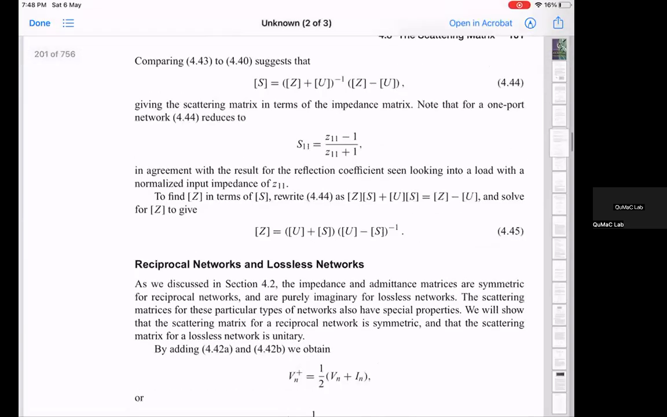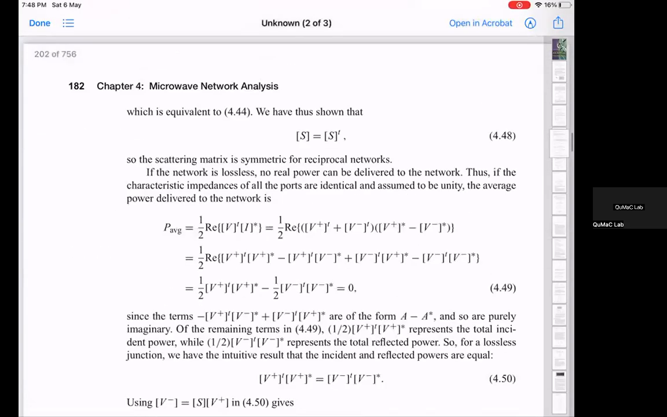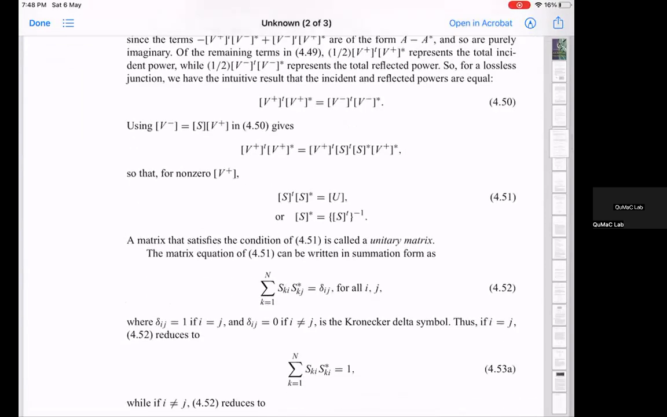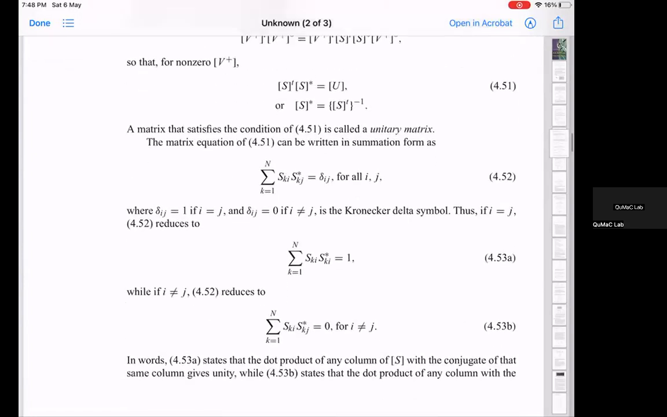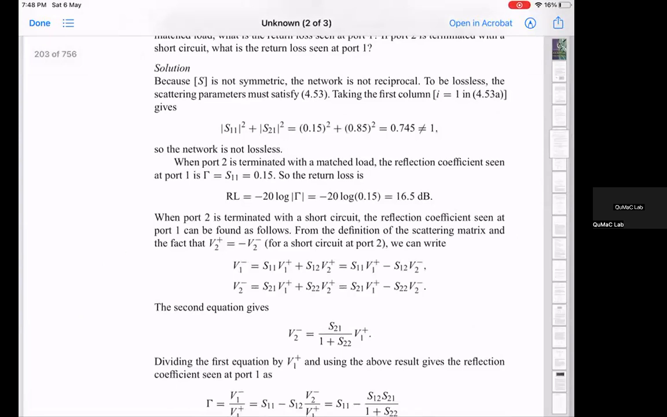In terms of all the properties, the mathematical derivation, you don't have to worry about it at this stage, just to know what happens when you have a lossless system, what kind of matrix you get, and what when you have a reciprocal system, which is typically the case for most passive networks. So those kind of things are useful to revise and remember.